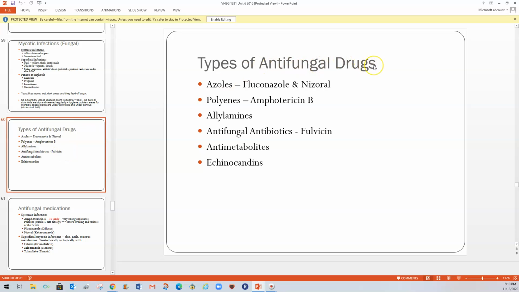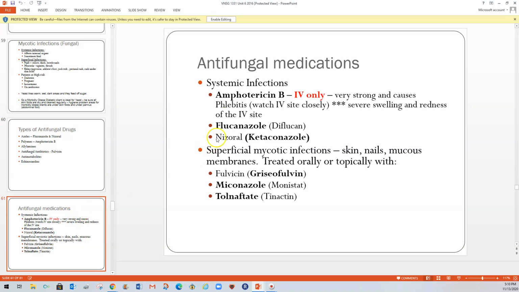Here are the antifungal drugs. For systemic infections, they get amphotericin B by IV, very strong, causes phlebitis at the IV site, severe swelling and redness. Be really careful with that one. Diflucan or fluconazole, ketoconazole, those are used for systemic infections. For superficial fungal infections under the skin, nails, and mucous membranes, Monistat is the one I usually hear about. Tinactin, I've heard about that. That's usually for the foot.